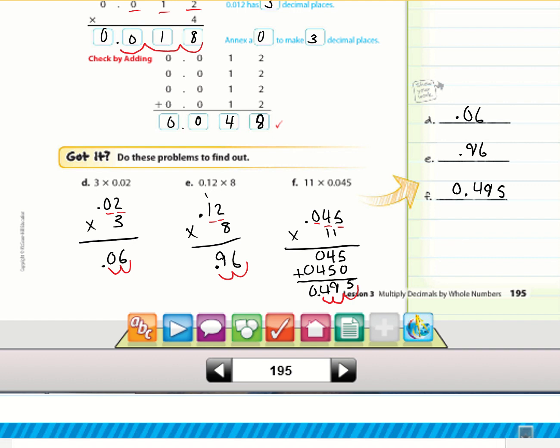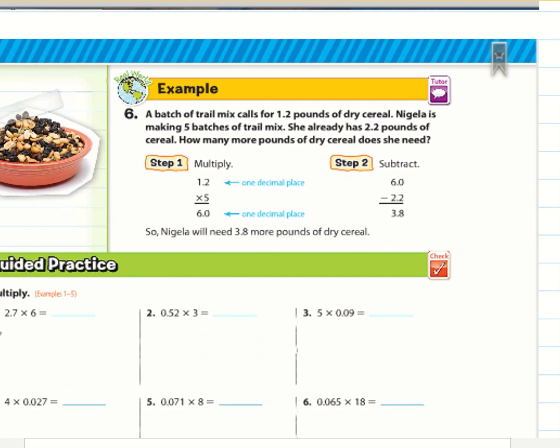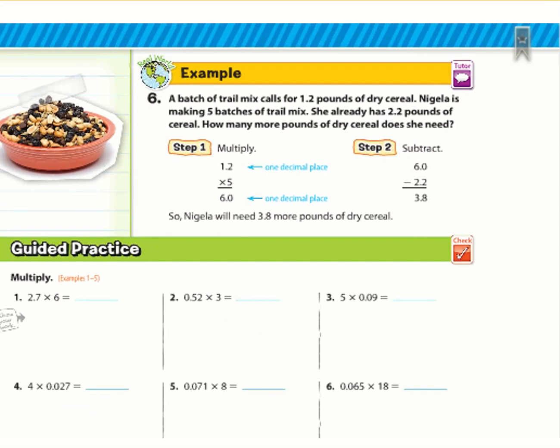So we're going to move on to example 6. It says a batch of trail mix calls for 1 2/10 pounds of dry cereal. Niglia is making 5 batches of trail mix. She already has 2 2/10 pounds of cereal. How many more pounds of dry cereal does she need?